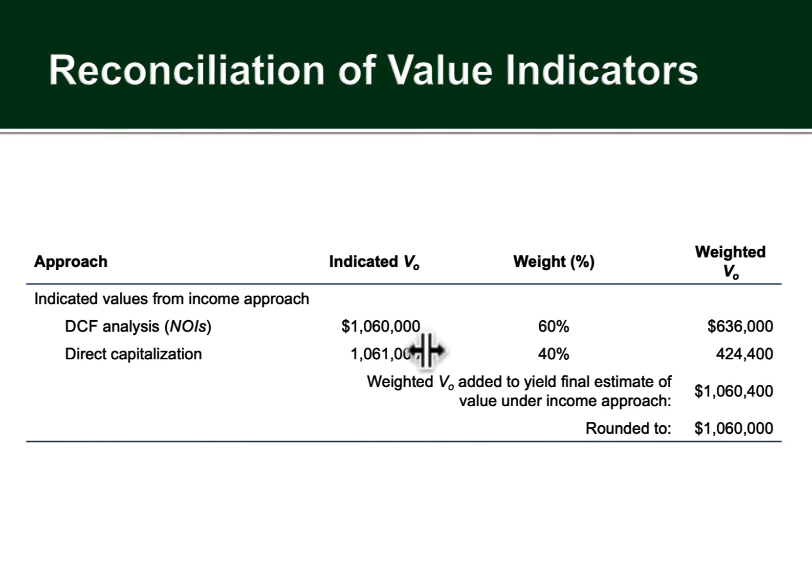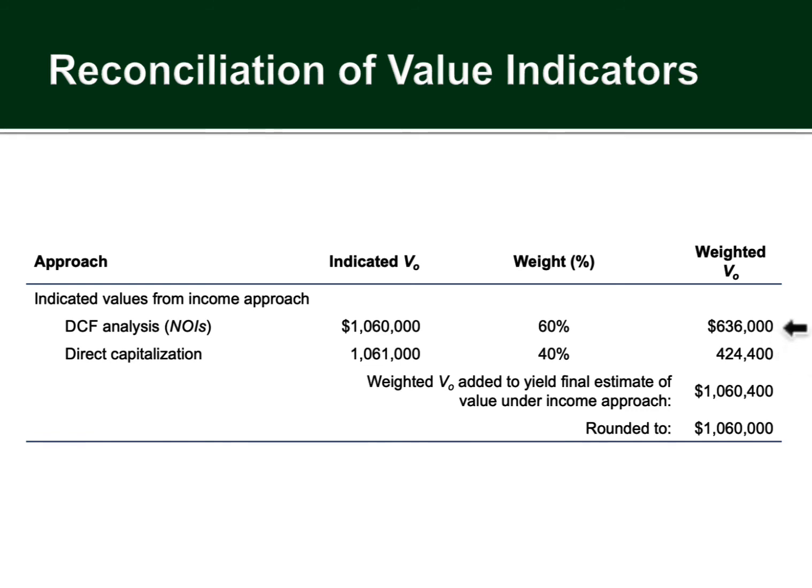But in this example, the 2 estimates are pretty close to each other, and so we don't have to worry about that. But we still do need to combine these two estimates into one. We need to reconcile these two estimates into one, and that's done by weighting them. And the approach is identical to the way we weighted comparables in the sales comparison approach.